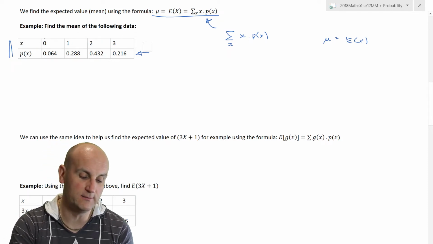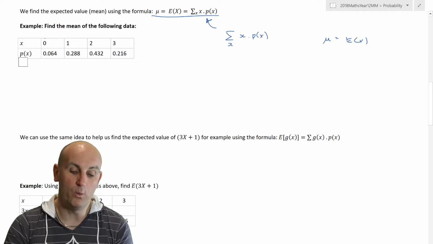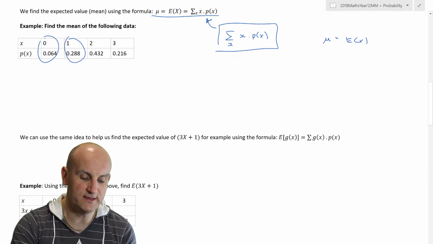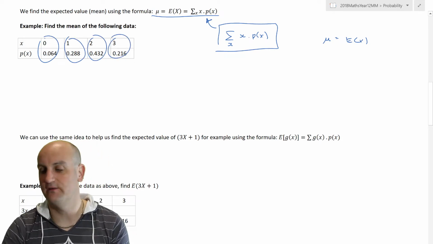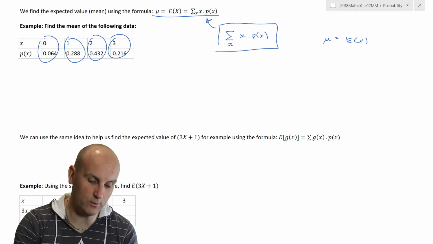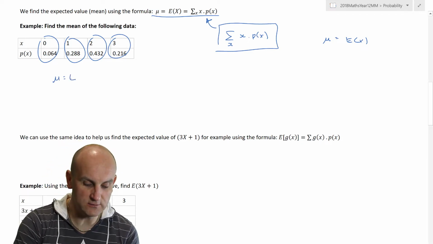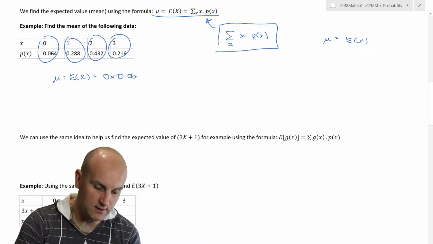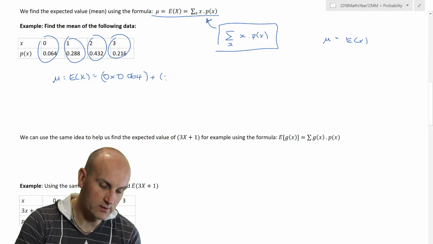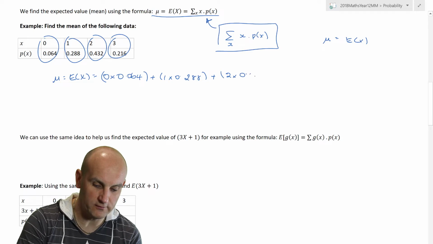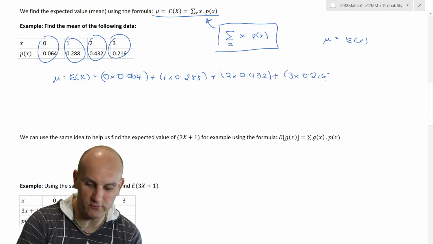I'm going to rub this out to make it a bit clearer for myself in a moment. But what this formula here says is effectively do this times this, this times this, this times this, and this times this, and then add them all together. Easy, huh? Well, I think so. So we're now going to say then that mu, which equals E of x, is equal to 0 times 0.064 plus 1 times 0.288 plus 2 times 0.432 plus 3 times 0.216.